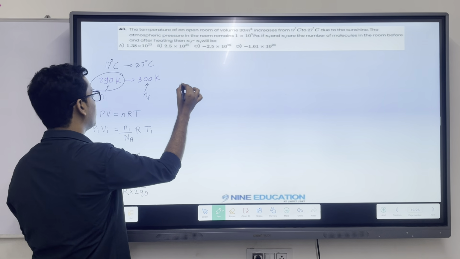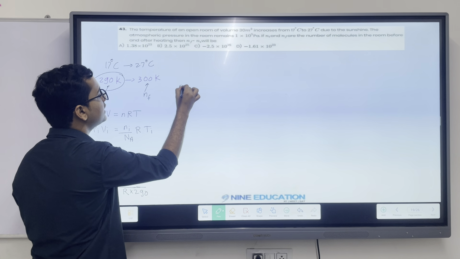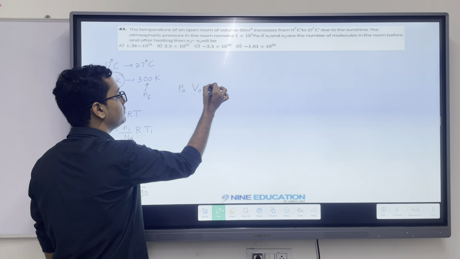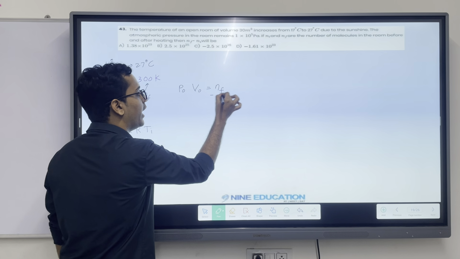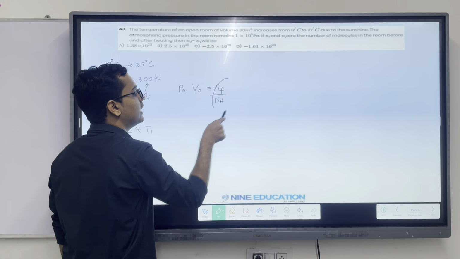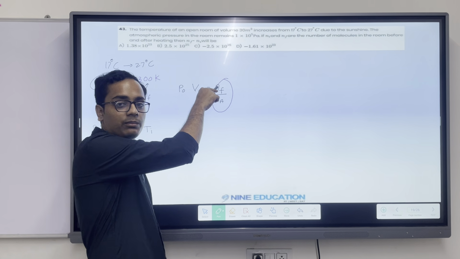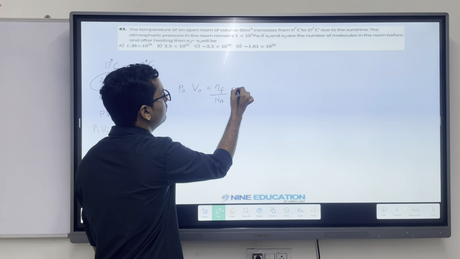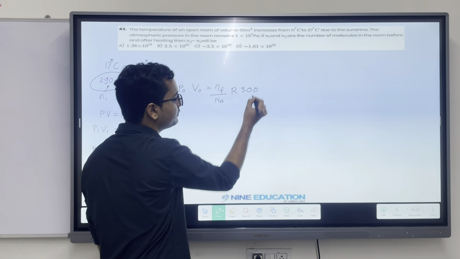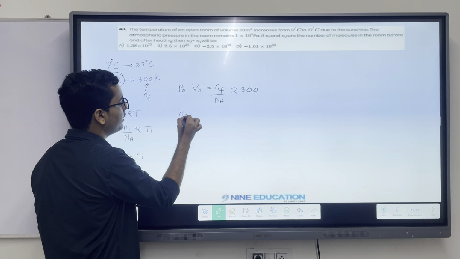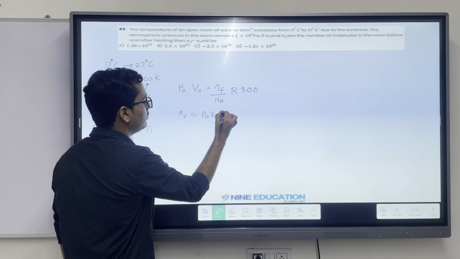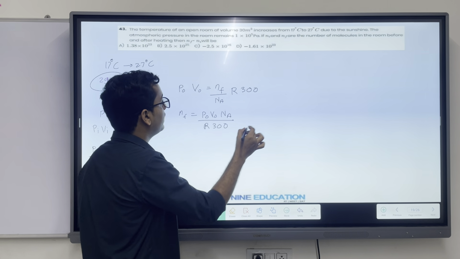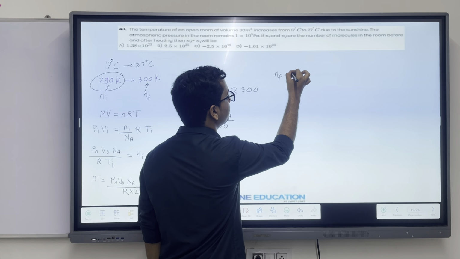What about finally? Finally, pressure is going to be P, V naught, same volume, is equal to Nf divided by Na. These are the number of moles. Nf is the total number of gas molecules divided by Avogadro number, that is the total number of moles, into R into 300. This is the final condition. So Nf is nothing but V naught, P, Na divided by R into 300. You need to find Nf minus Ni.